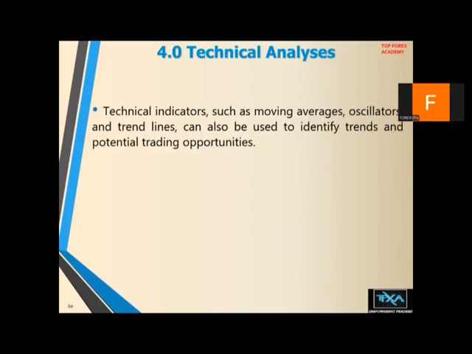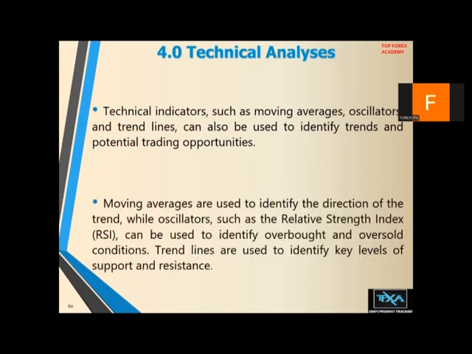Technical indicators such as moving averages, oscillators, and trend lines can also be used to identify trends and potential trading opportunities. Moving averages are used to identify the direction of trend, while oscillators such as relative strength index, RSI, can be used to identify overbought and oversold conditions. Trend lines are used to identify key levels of support and resistance. So it's important for you to learn how to draw trend lines.